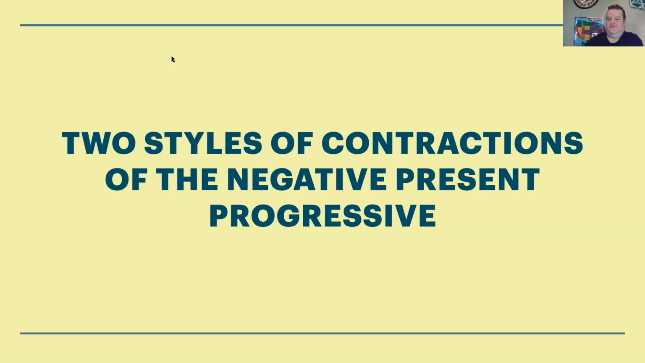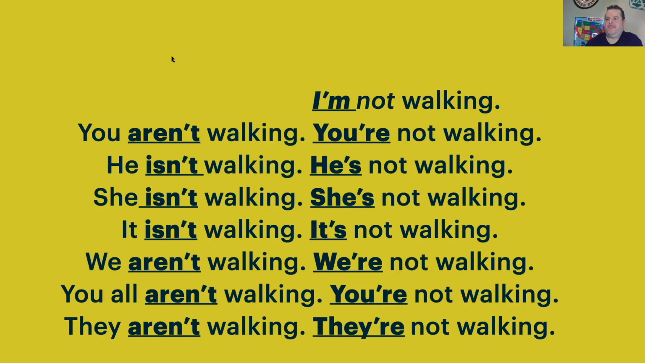Awesome. Now you can have two styles of contractions that you can use with this present continuous tense. In the left column, you can contract the form of to be with not and get aren't or isn't. In the right column, you can contract the pronoun with the form of to be and get things like I'm, you're, he's, she's, it's, we're, you're, they're. Both of these are valid.